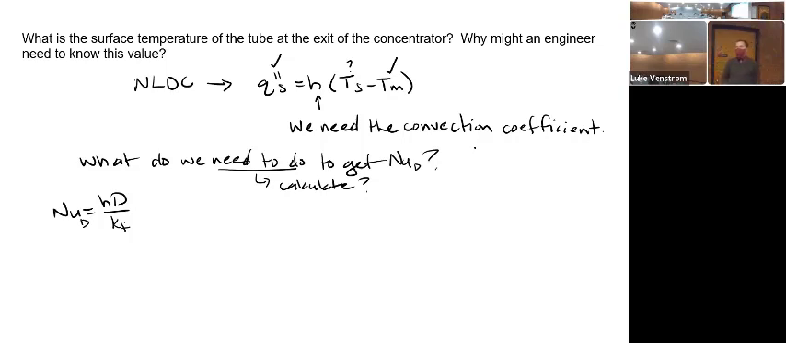So what do you do to get the Nusselt number? What are some things that you had to do for external flow? Probably we need to calculate the Reynolds number, right? Why would the Reynolds number be important?